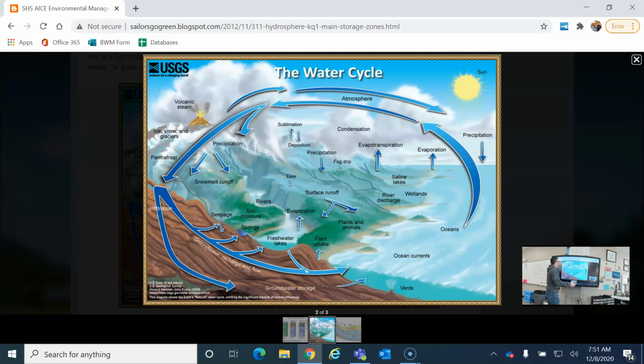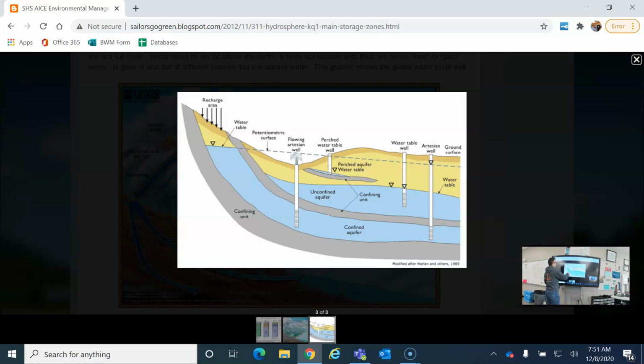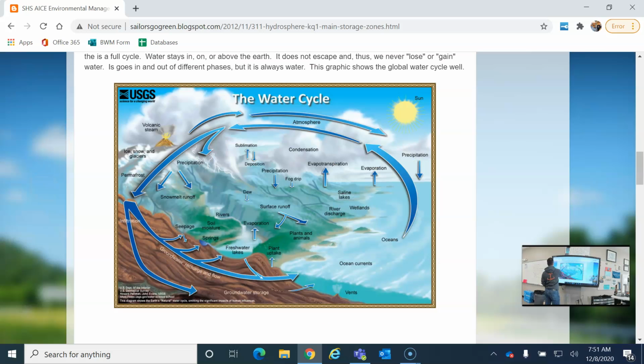What does it do once it gets onto the land? It can form ice, snow, and glaciers that you can see on the left. Permafrost, which is like frozen soil. Eventually, that will melt. When it melts, it's called runoff. The runoff is basically just the water running on the ground and going to its lowest point. Water always flows downhill, so it will always go back into the ocean or may form a river.